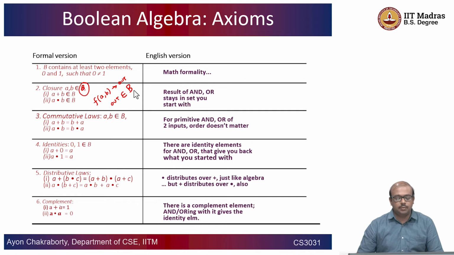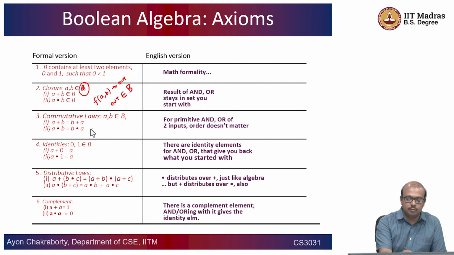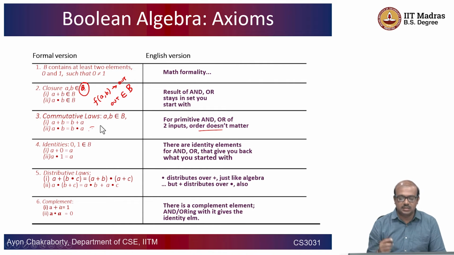Okay. Then we have the commutative laws. A or B is equivalent to B or A, and A and B is equivalent to B and A. So for primitive AND or OR of two inputs, the order doesn't matter. A can take value 0 or 1, B is the same, and the order doesn't matter.